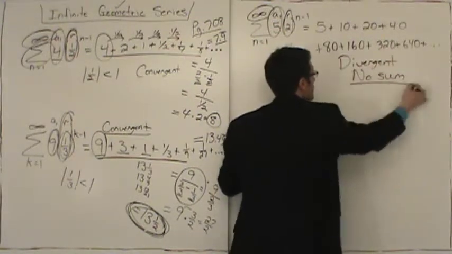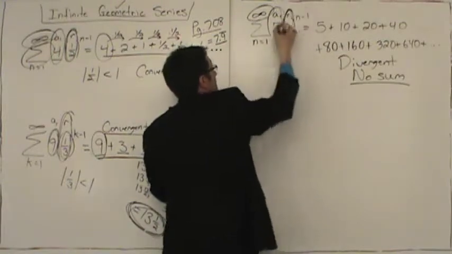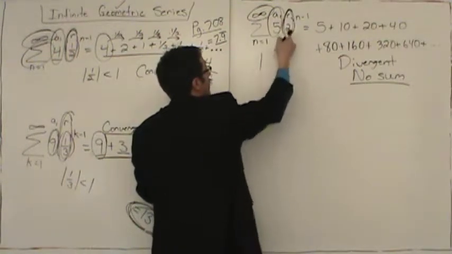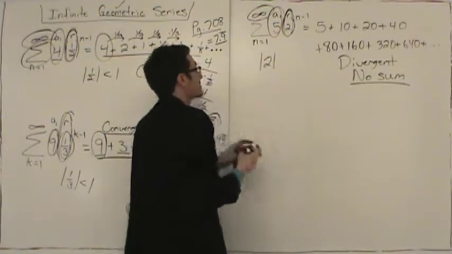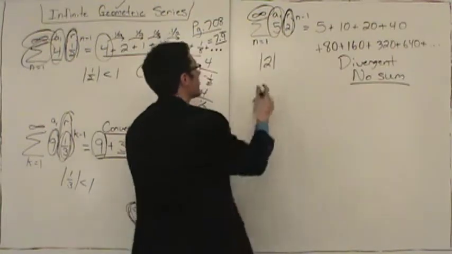How do you show this? You show this by stating that the absolute value of r. What is r here? The absolute value of r is what? The absolute value of 2. Since the r value is 2. Now don't state less than 1.